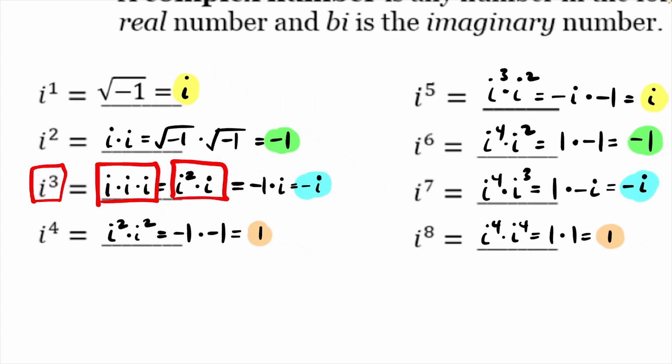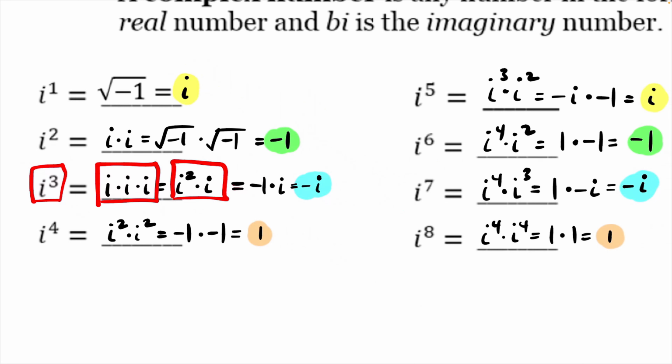What remainder would 5 have? 1. What remainder would 6 have? 2. What remainder would 7 have? 3. What remainder would 8 have? None, right? 9, 10, 11, 12, 13, 14, 15, 16. So all of the answers that get i have a remainder of what? What power got i as an answer? 1. So if I have a remainder of 1, i is going to be my answer.